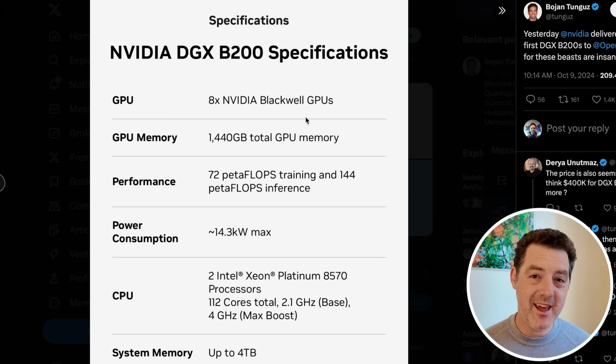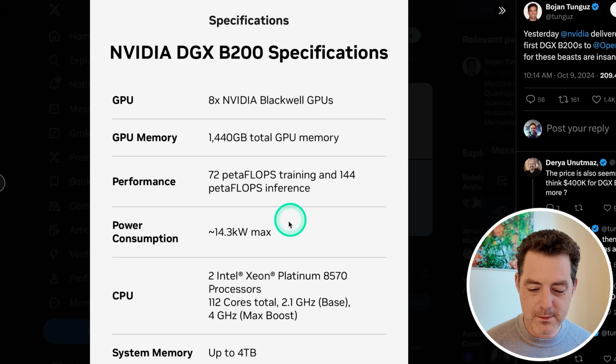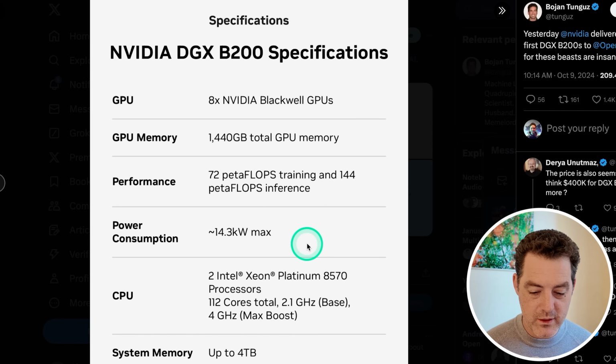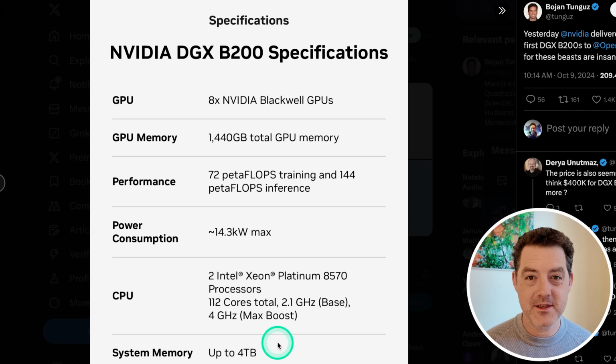So this monster has 8 NVIDIA Blackwell GPUs, that is their newest generation of chips, 1,440 gigabytes of total VRAM, which is crazy, 72 petaflops training and 144 petaflops of inference. It uses 14.3 kilowatts max. It comes with 2 Intel Xeon Platinum 8570 processors, 112 cores total, and 4 terabytes of system memory.